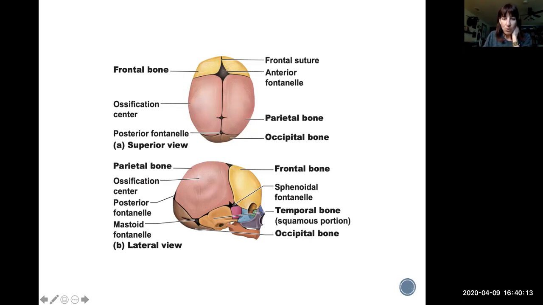And then the sphenoidal fontanelle is at the temple, right? That's where you've got the greater wing of the sphenoid bone. It's right above the greater wing of the sphenoid bone. So that's the sphenoidal fontanelle over there. So 1, 2, 3, 4, these of course being paired, right? Okay. So that's actually 2, 4, 5, 6 total fontanelles.